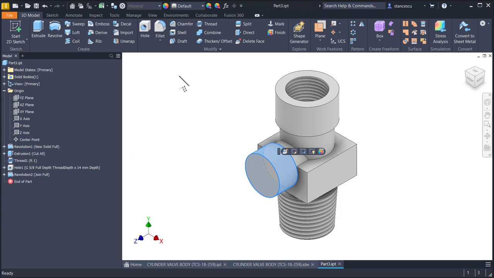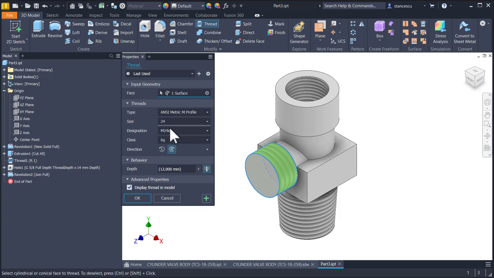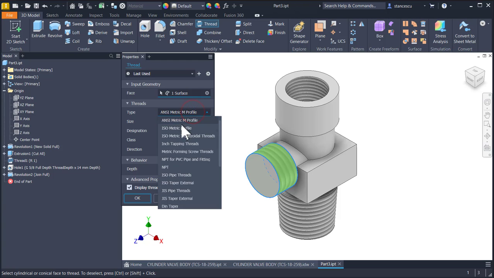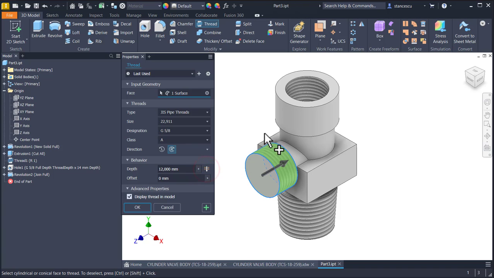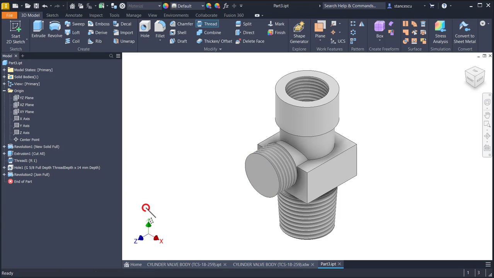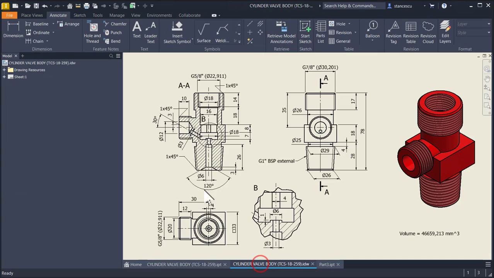This is the same thread like before, which is ISO pipe thread 22 911, 5/8, and through this cylindrical face. Good. There is a hole here which is diameter of 12 and depth of 10.